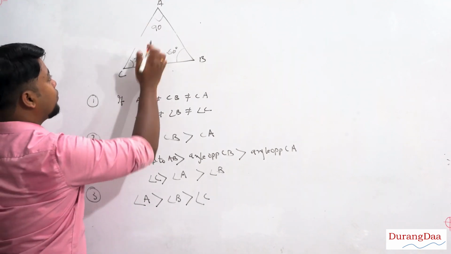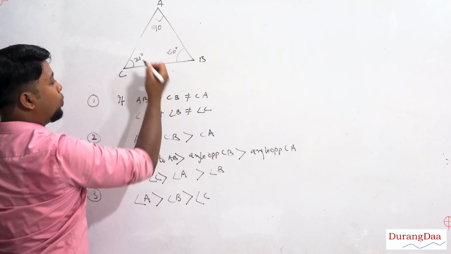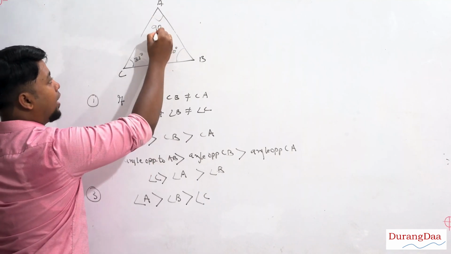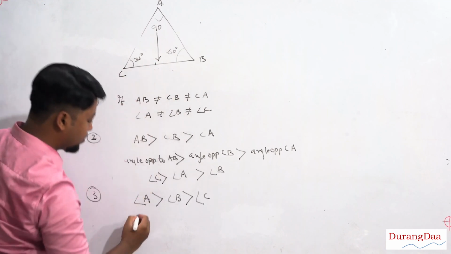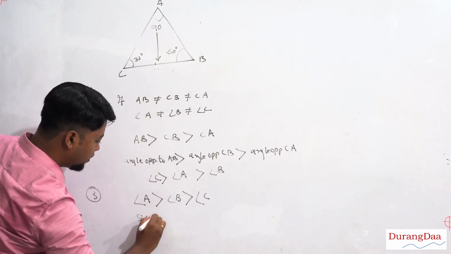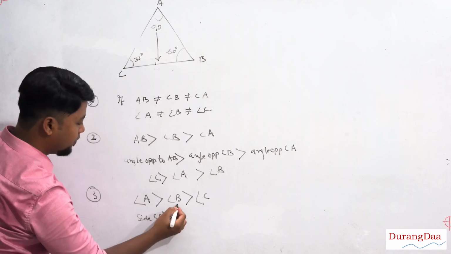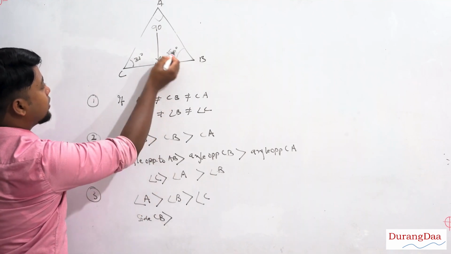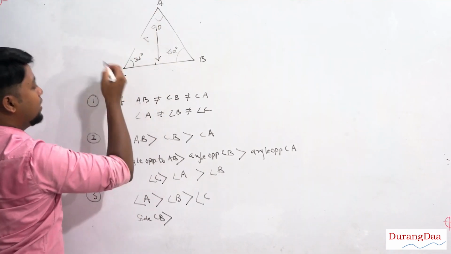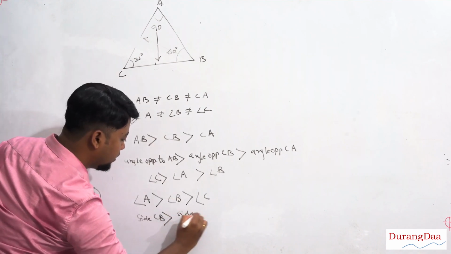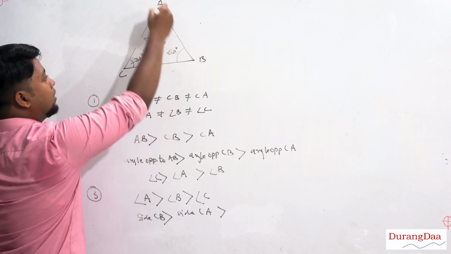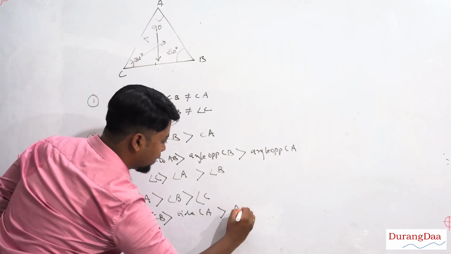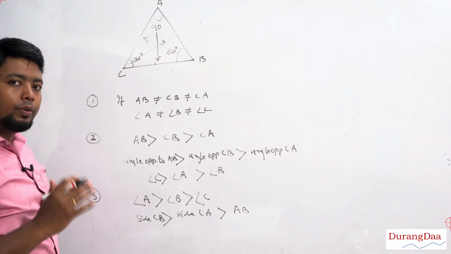The longest side would be the side opposite to the greatest angle. Angle 90 is here, and just opposite to it is side CB. So side CB is greater than, then we have angle B, and just opposite to angle B we have side CA. Then finally we have AB. Alright, so three points, I hope it is clear.